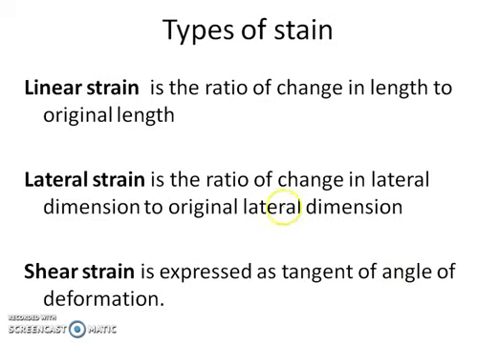So what is linear strain? Linear strain is the ratio of change in length to original length. Whereas lateral strain is the ratio of change in lateral dimension to original lateral dimension. It is also a ratio. And shear strain is expressed as tangent of angle of deformation.